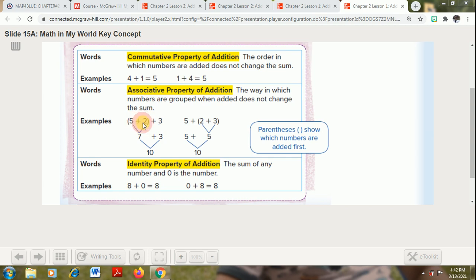For example, look, (5 plus 2) plus 3. First, we solve the numbers inside the parenthesis. 5 plus 2 equals 7, and then we continue adding 7 plus 3, which is 10.